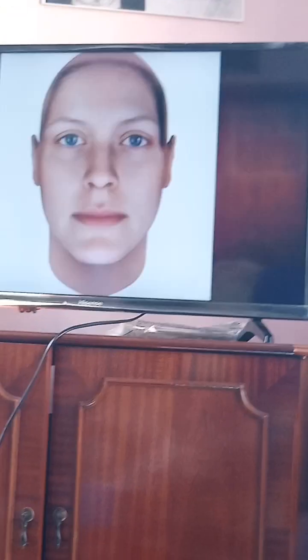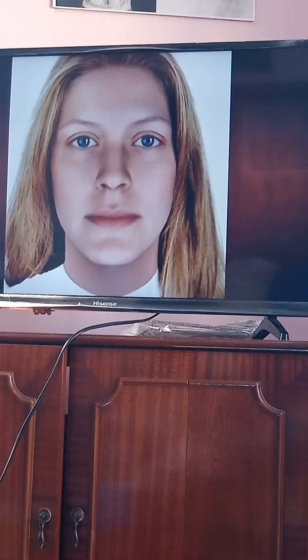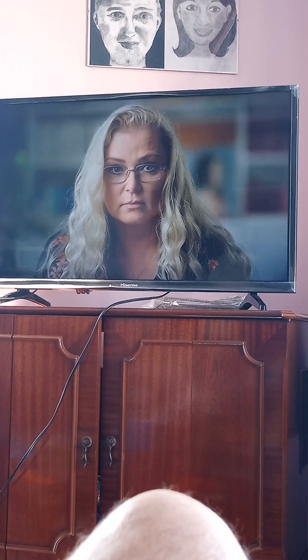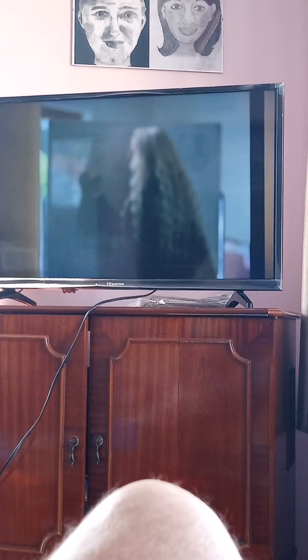We have two sides of what we do. The first is the phenotyping, the prediction of that person's appearance. The other is genetic genealogy. And that's where Cece comes in. I'm Cece Moore. I'm an investigative genetic genealogist.